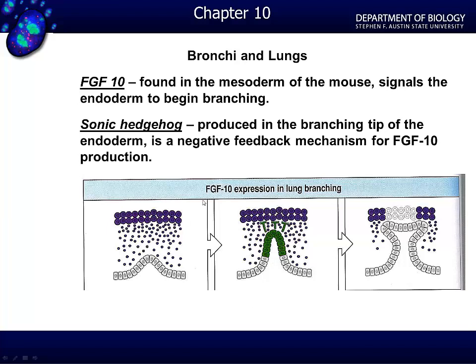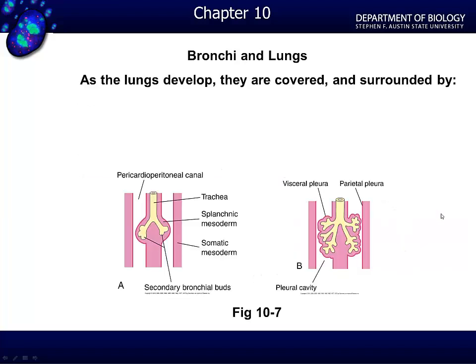Sonic hedgehog is going to provide a negative feedback to the mesodermal cells and cause them to stop making FGF10 in the central point. But the lateral cells still making FGF10 will cause the increased activity on the sides, and there is a branch point that occurs. So that's how branching occurs.